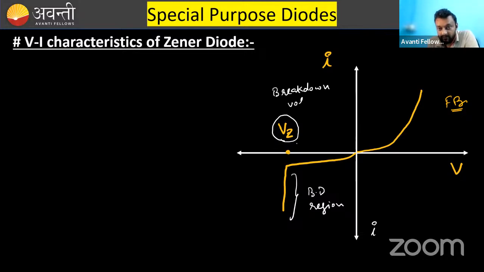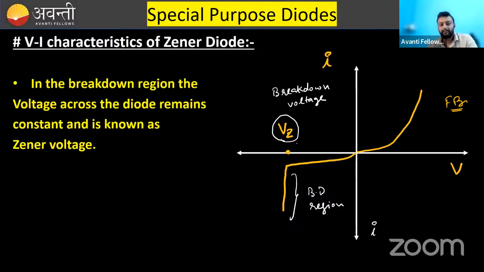Remember the word. This voltage is called breakdown voltage. And for a Zener diode operating in Zener voltage or breakdown voltage, its potential will not increase further. It will remain constant at this point. It is mentioned here: in the breakdown region, the voltage across the diode remains constant and is known as Zener voltage, or breakdown voltage.